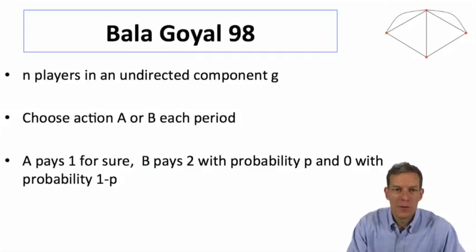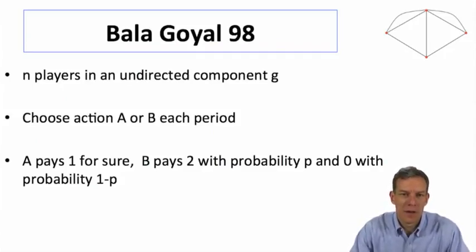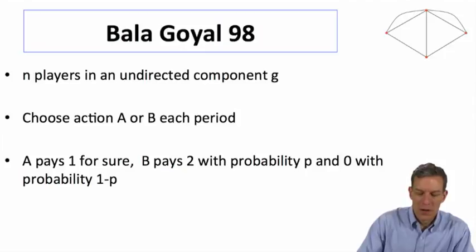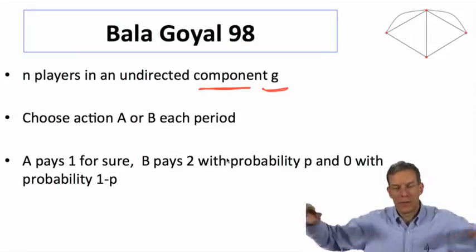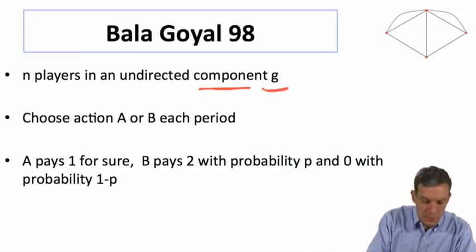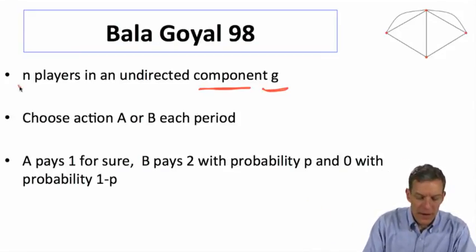And so I'll start with a model by Bala and Goyal from 1998. It's a very simple setting, a very natural one to analyze. So there's a number of people in some network, and we'll take this network to be a single component. So people are all going to be able to pathwise be connected to each other.